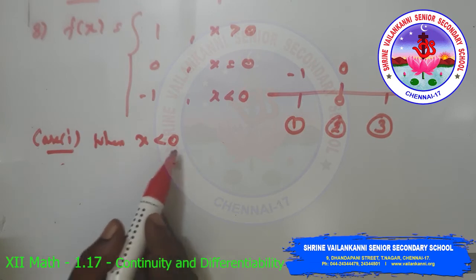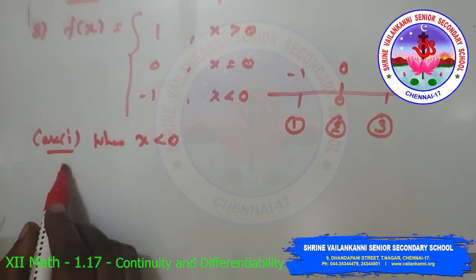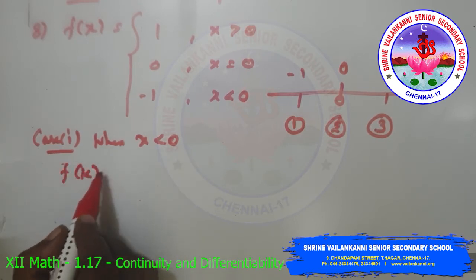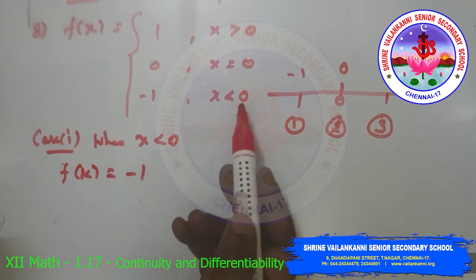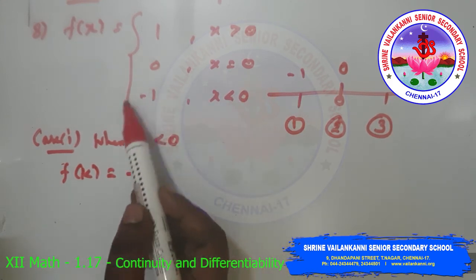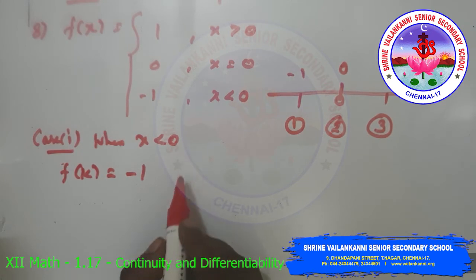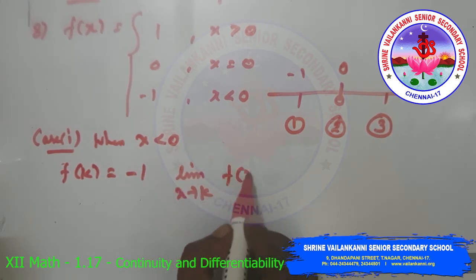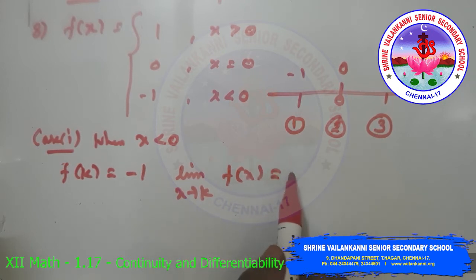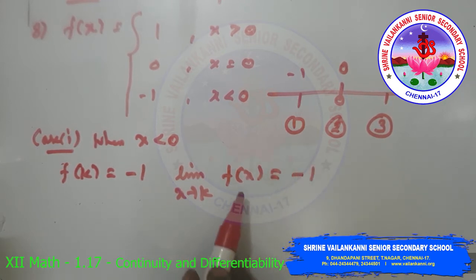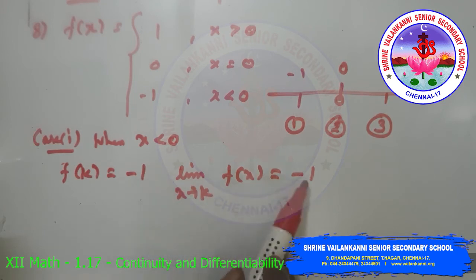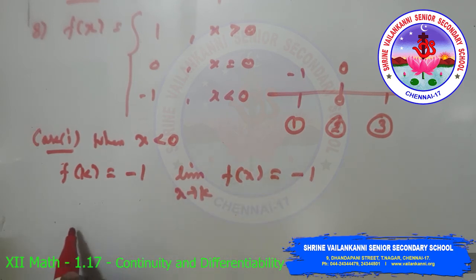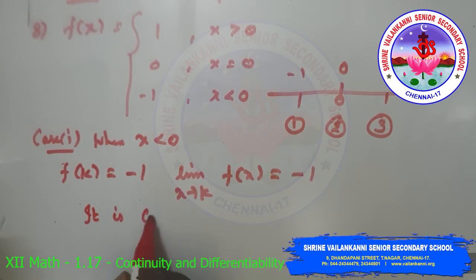Case 1, when x is less than 0, then f of k is equal to minus 1. When x is less than 0, it is defined to be minus 1. Then limit x tends to k, f of x is equal to minus 1. Here we can see that these two are equal, so it is continuous for x less than 0.